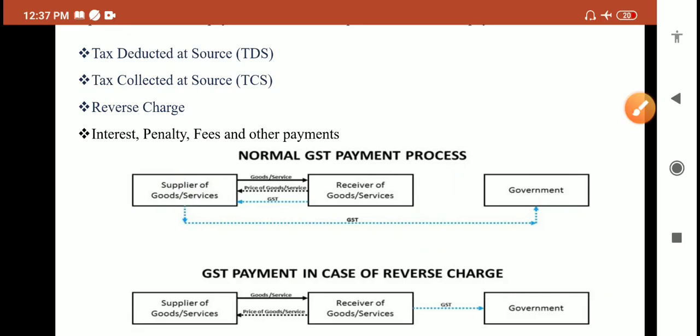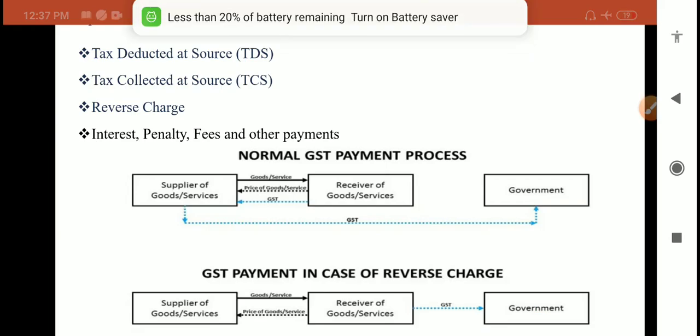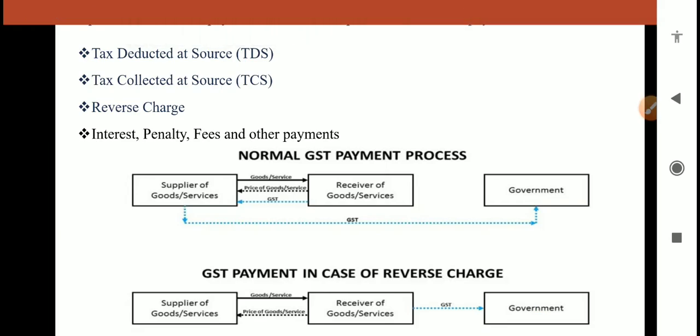And GST payment in case of reverse charge, how is reverse charge applicable? Here is the diagram. The supplier of goods and services will supply the goods and services to the receiver, and the receiver is going to pay the GST to the government instead of the supplier. Why? Because the supplier is not a registered dealer, and the receiver is a registered dealer. For that reason, the receiver of goods and services will directly pay the GST to the government.